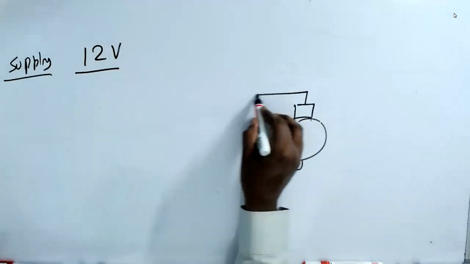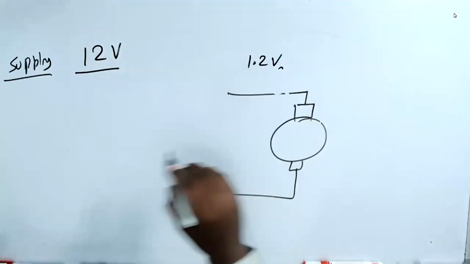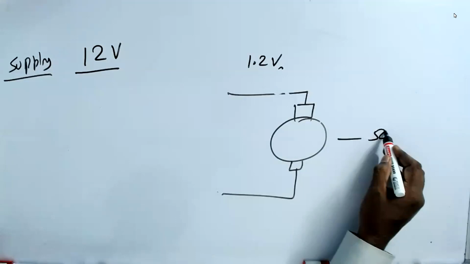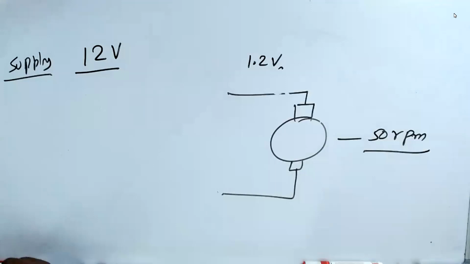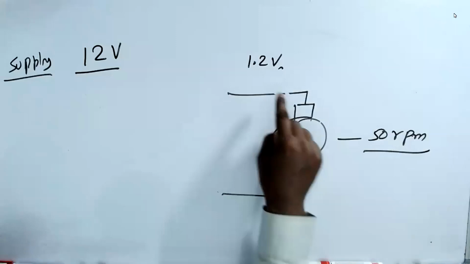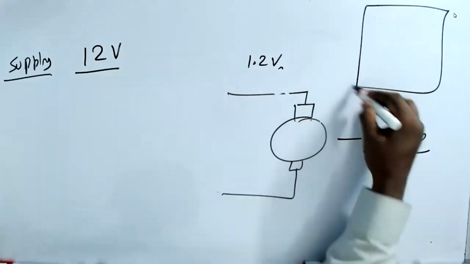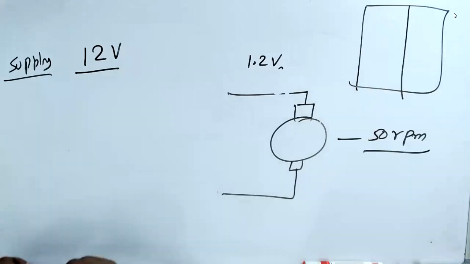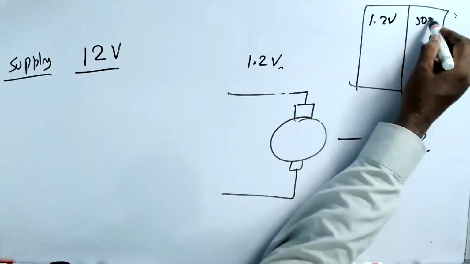If I give 1.2 volts, then the motor will run at 50 RPM. For various voltages, the motor speed will vary. You know that RPM is rotation per minute. I'll give you a table now. If we give 1.2 volts, 50 RPM.